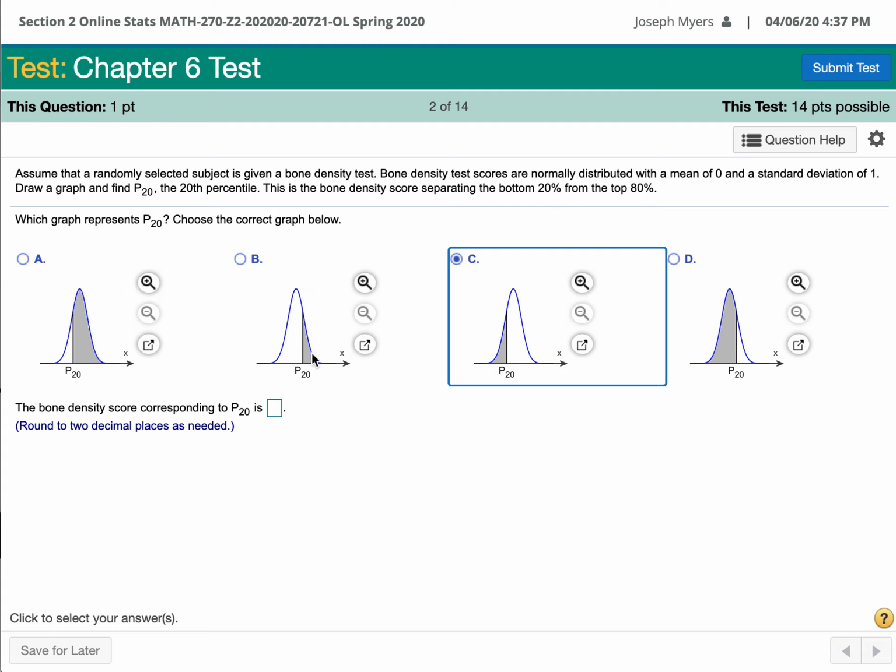Now this is representing the right side. This is also representing the right side. This is representing the left side, but that's more than half of the graph. P20 is only 20% of the graph, so C is the only option.